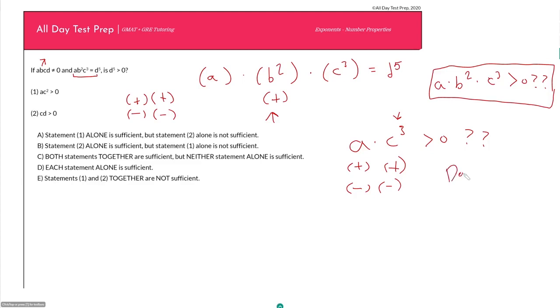So if I wanted to rephrase my question like that, do a and c have the same sign?